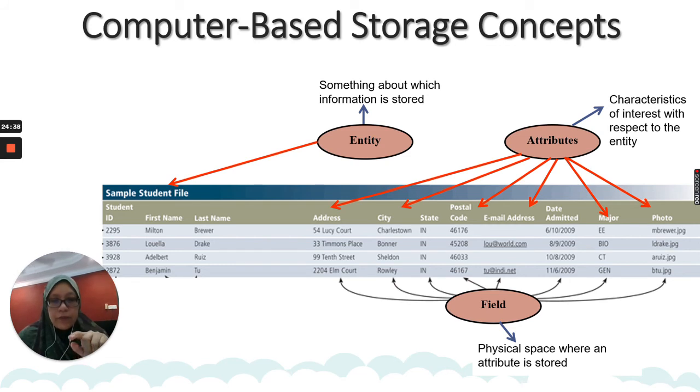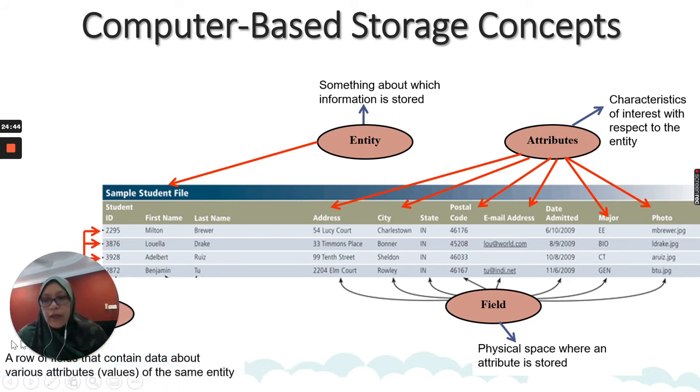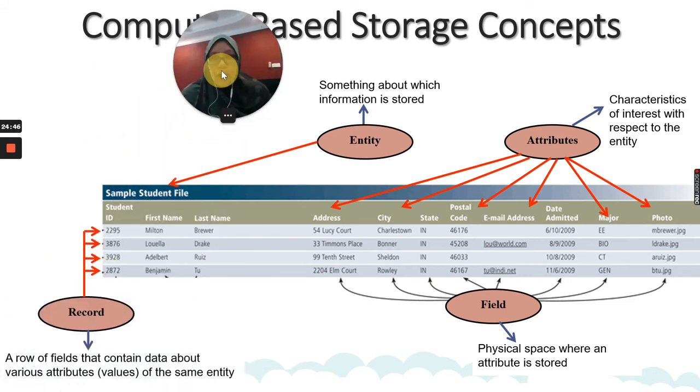Okay, physical space where the attribute is stored. So we call it the field. Kita namakan dia field. Okay, then record. A record is a row of fields that contain data about the various attribute values of the same entity.